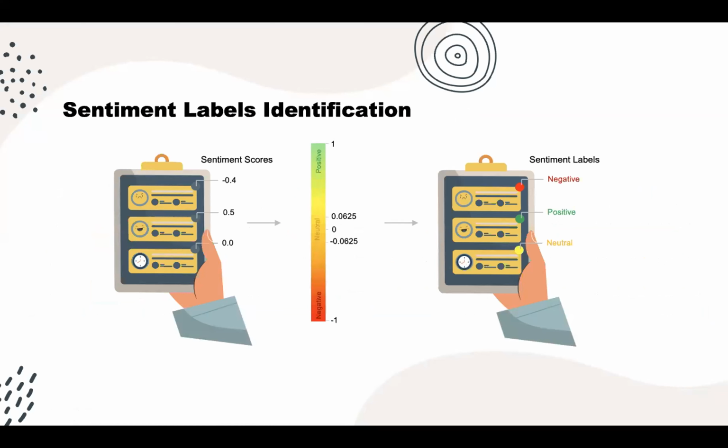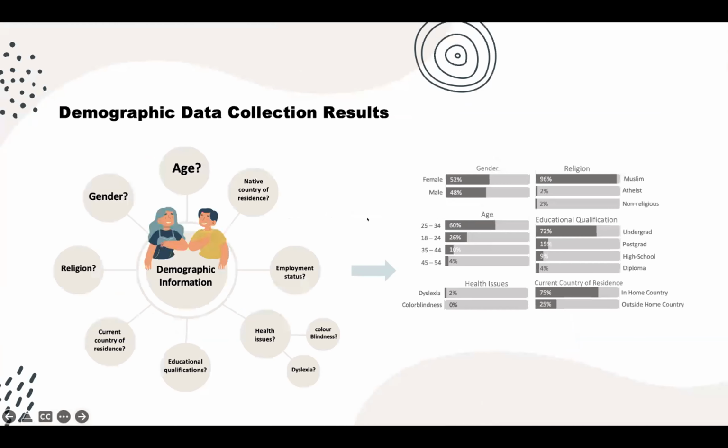We also converted the scores to labels using this sentiment scale. For example, any score under minus 0.062 is considered as negative, and any score above 0.026 is positive, and anything between these numbers is neutral. As a result of demographic data collection, we have 52 females and 48 males.